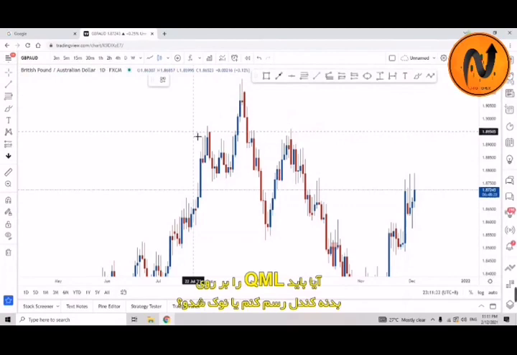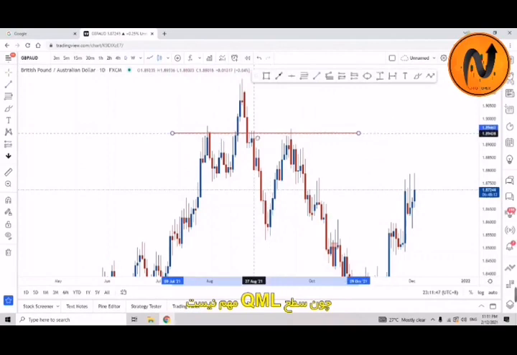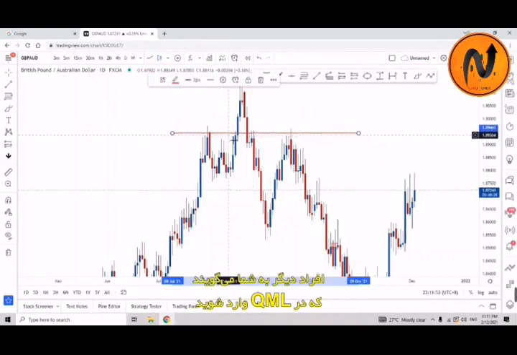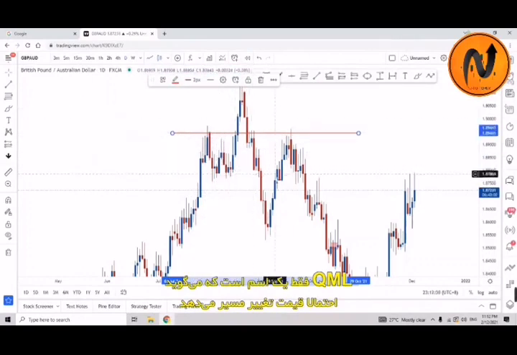Another question I'm going to answer is, should I place my QML over here at the tip, or at the body? My answer is that it does not matter. The reason is that QML is not that important. Other people will teach you that you must enter at the QML. Sometimes you do, sometimes you don't. QML is just a name that the price is going to reverse.